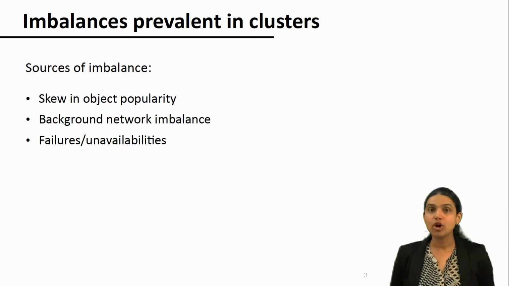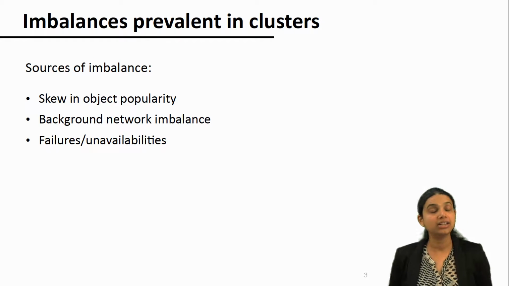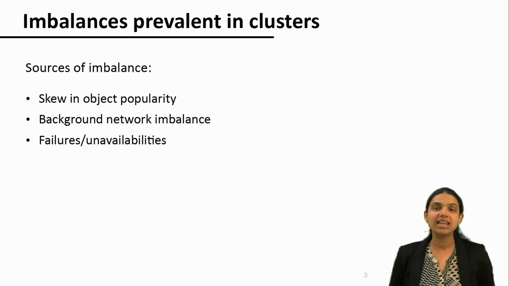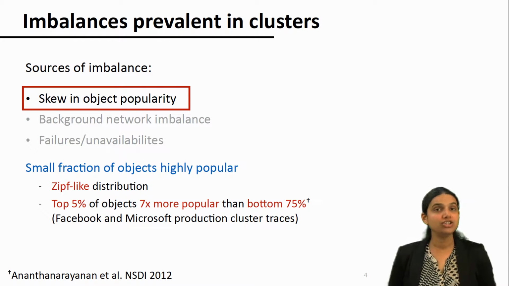However, just having objects in memory is not sufficient to get good performance. This is due to the various imbalances prevalent in the clusters. There are various sources of such imbalances, one of which is skew in the popularity of objects. Workload traces from Facebook and Microsoft Bing production clusters show that there is heavy skew in the popularity of objects, taking the form of a Zipf-like distribution. Here, the top 5% objects are 7 times more popular than the bottom 75% put together.